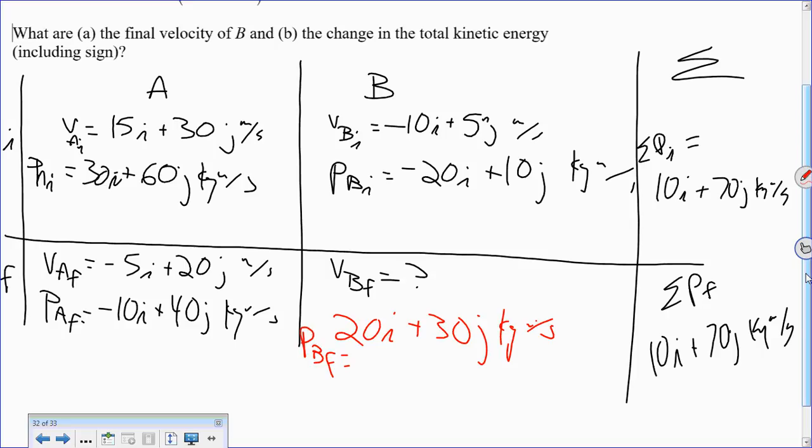So now what should I do? Find the velocity by dividing by mass, right? So divide everything by 2, you get 10I plus 15J meters a second. And there's your velocity. And that's question A.